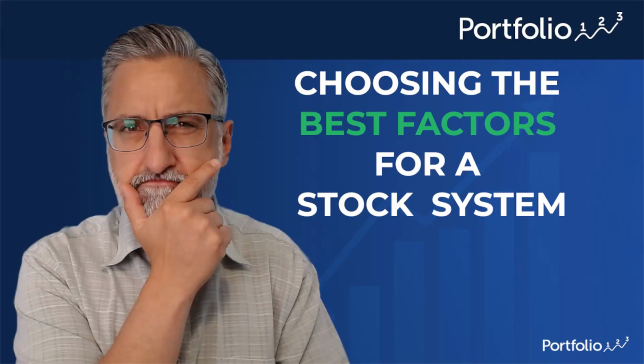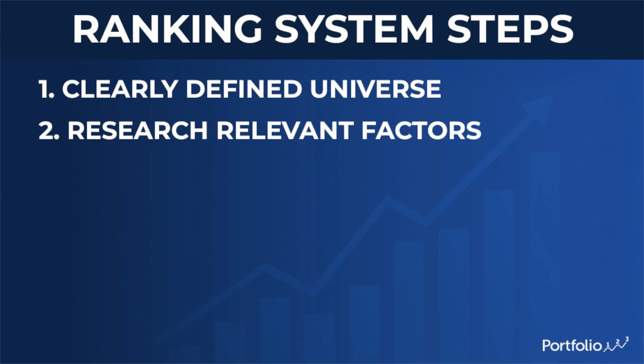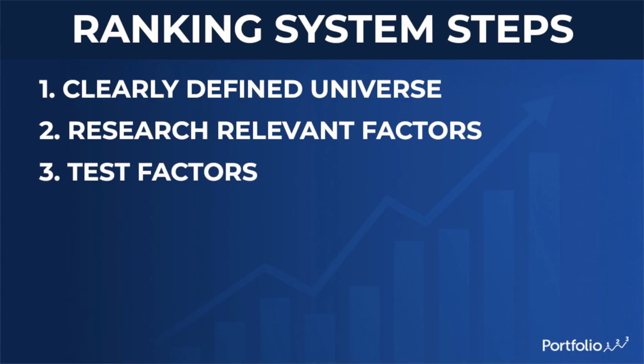Do you want a strategy that outperforms? Then you need a rock-solid ranking system. How do you do that? The three-step process is: 1. Have a clearly defined universe. 2. Research factors for that specific universe. And 3. Test the factors individually and in combination with one another.